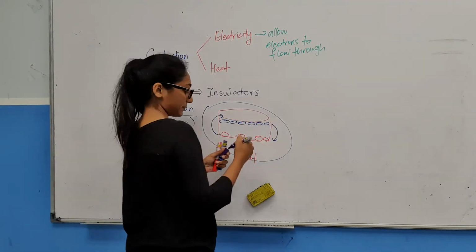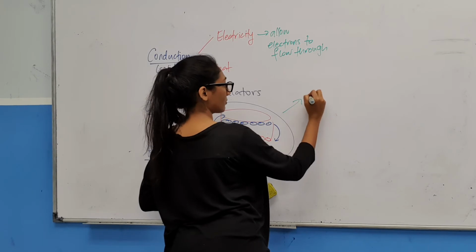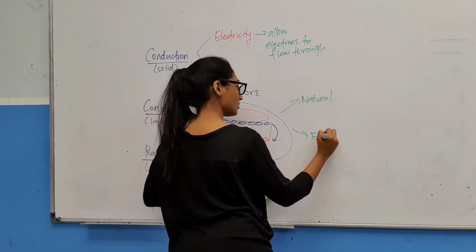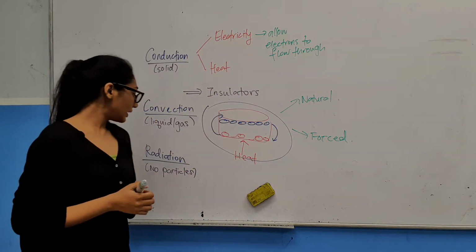We also saw that there are two types of convection: natural convection, and then forced convection. And then we saw radiation.